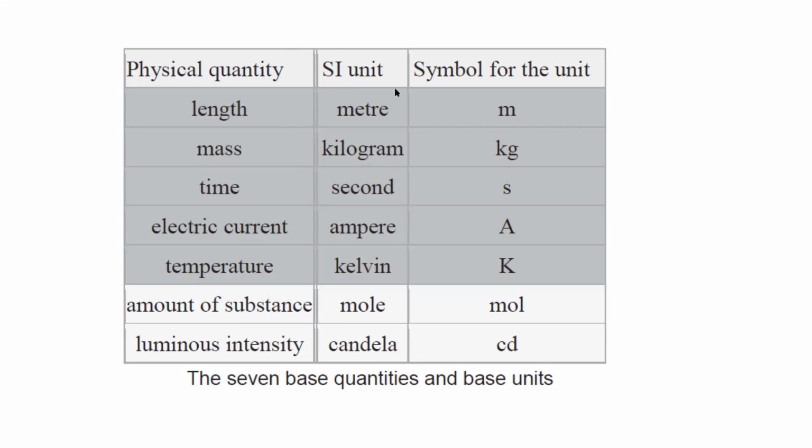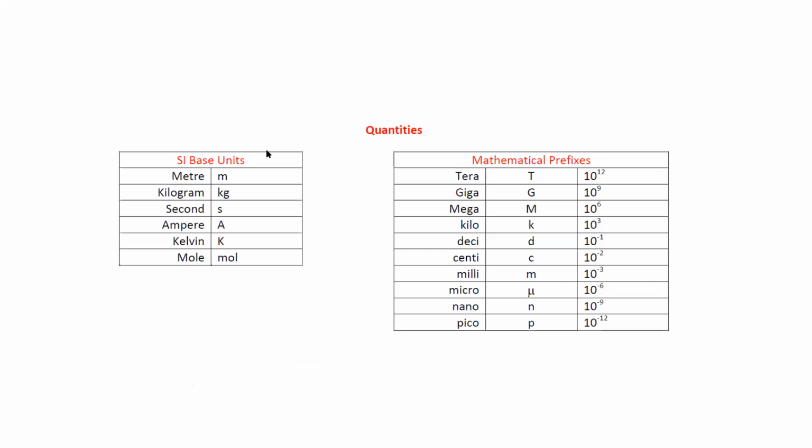So any quantity other than these seven is known as a derived quantity. So derived quantities are measured by using two or more fundamental quantities.